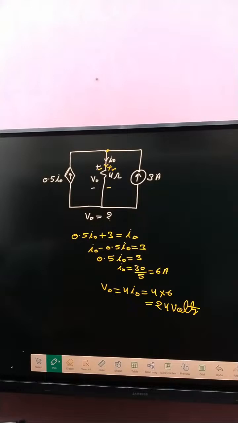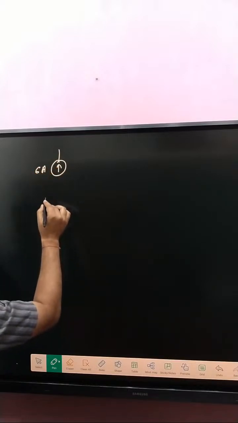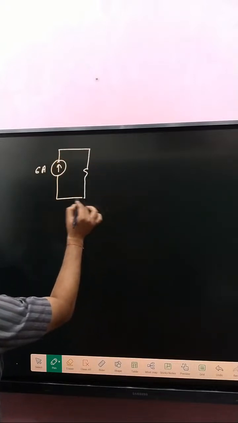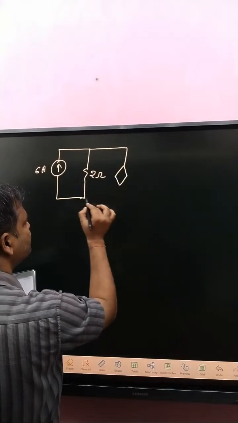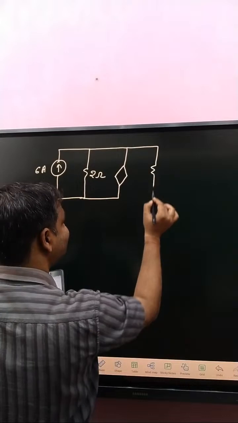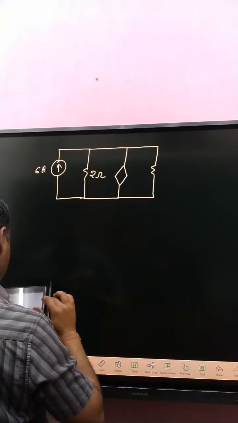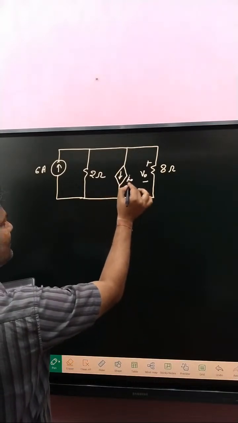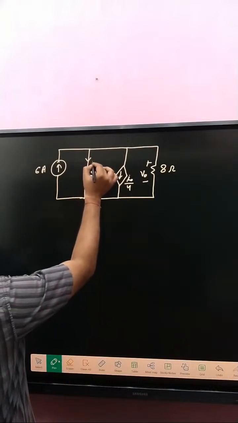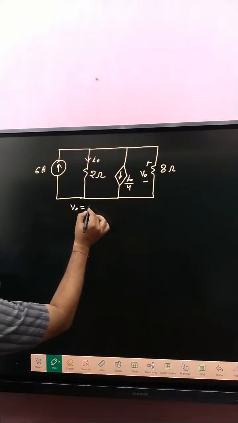Now we have taken another problem. A current source, that is 6 ampere, parallel to a 2 ohm resistance, okay, and here 8 ohm plus minus V naught, and here I naught by 4, and here I naught. Our motto is to determine V naught and I naught.